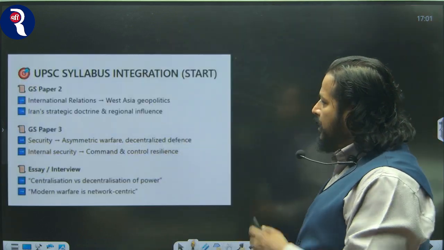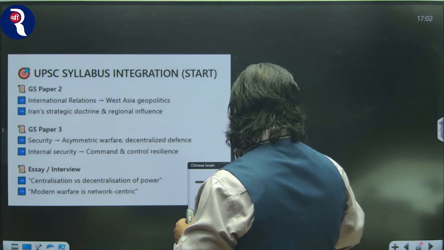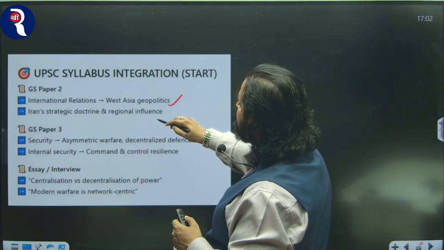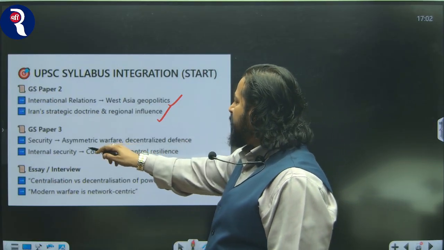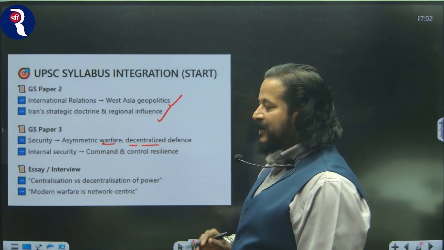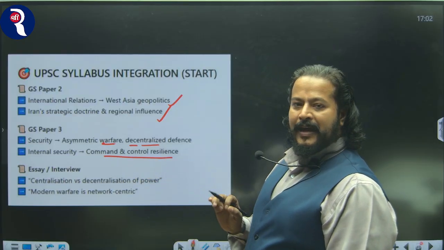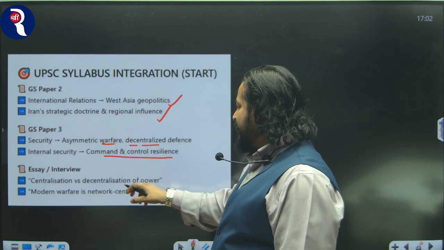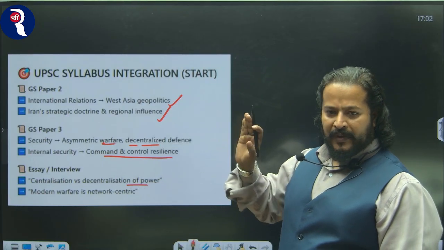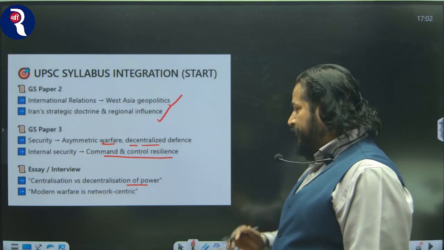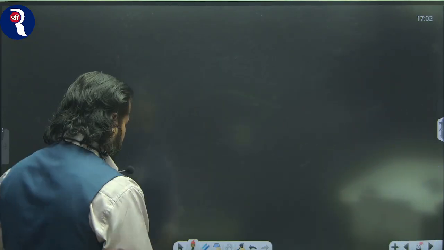So here it is. The UPSC syllabus talks about international relations, West Asian geopolitics, Iran's strategic doctrine and regional influence. In GS Paper 3, it covers security, asymmetric warfare and decentralized defense, internal security, and command and control resilience. In essay and interview, you will find centralization versus decentralization of force. Modern warfare is network-centric. So read this UPSC syllabus carefully. Now let's move on to understand this entire topic through diagrams.